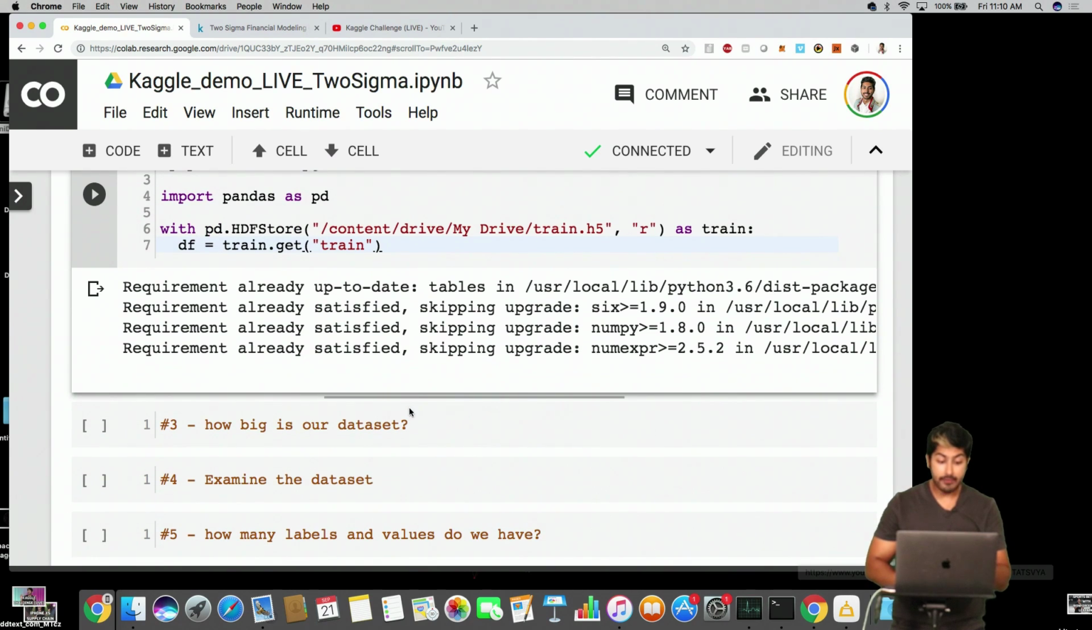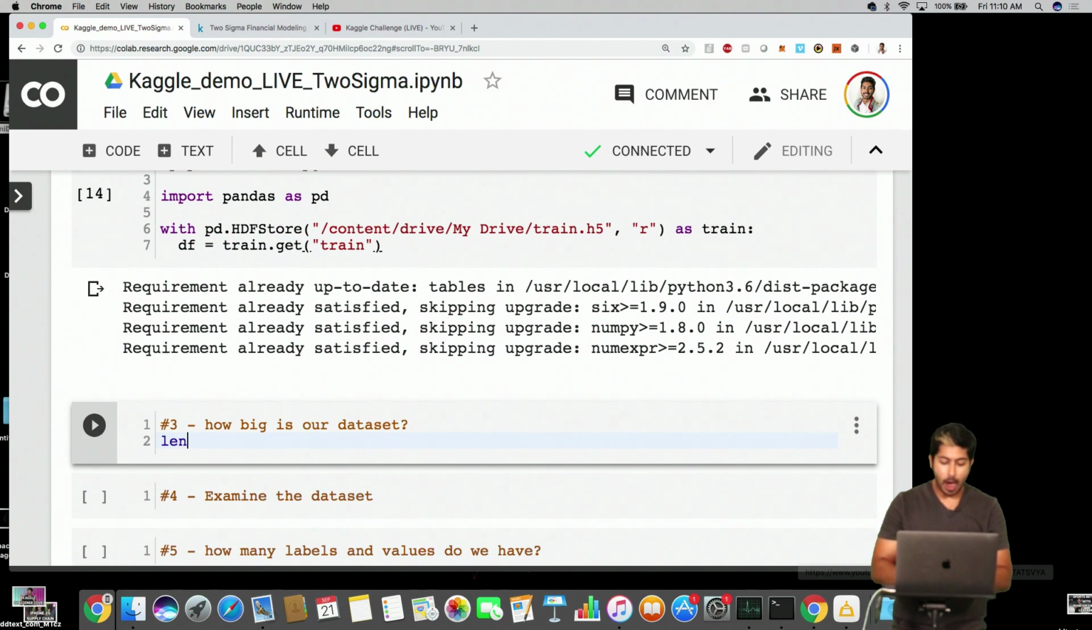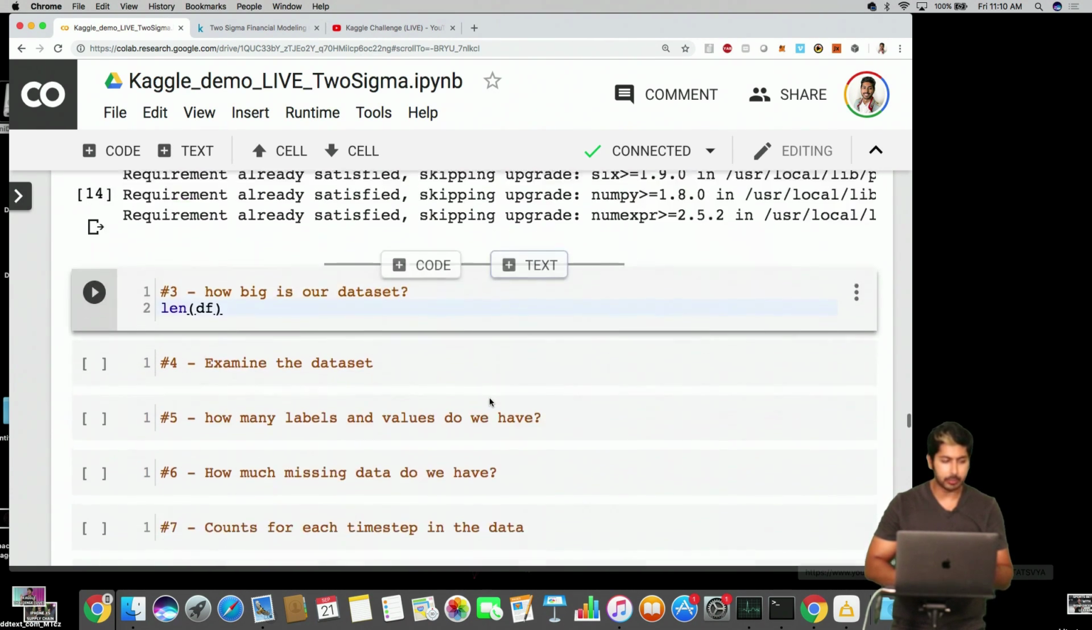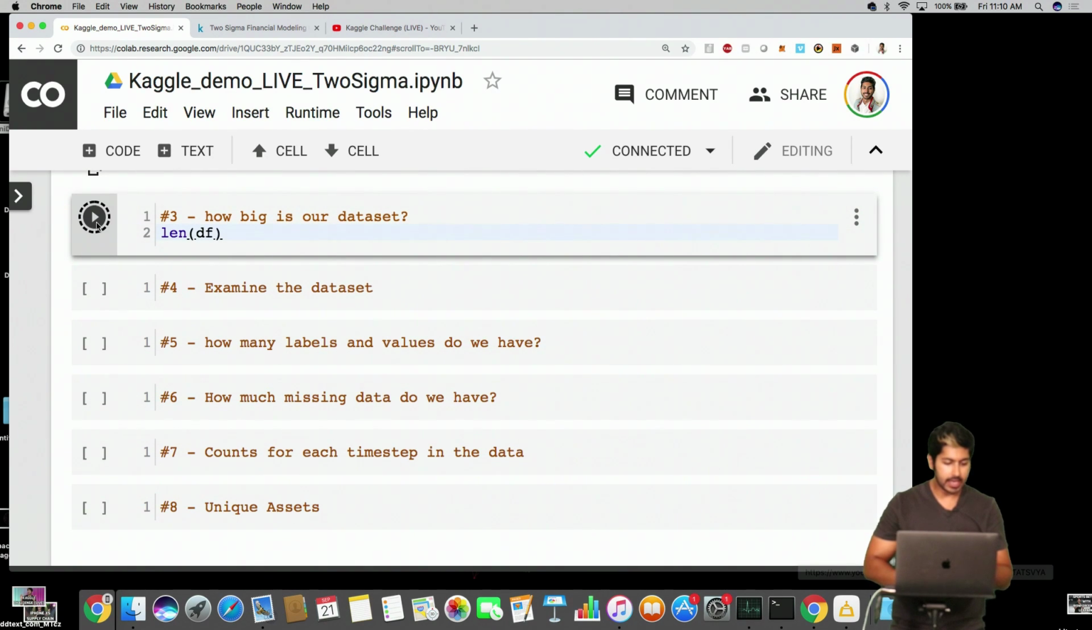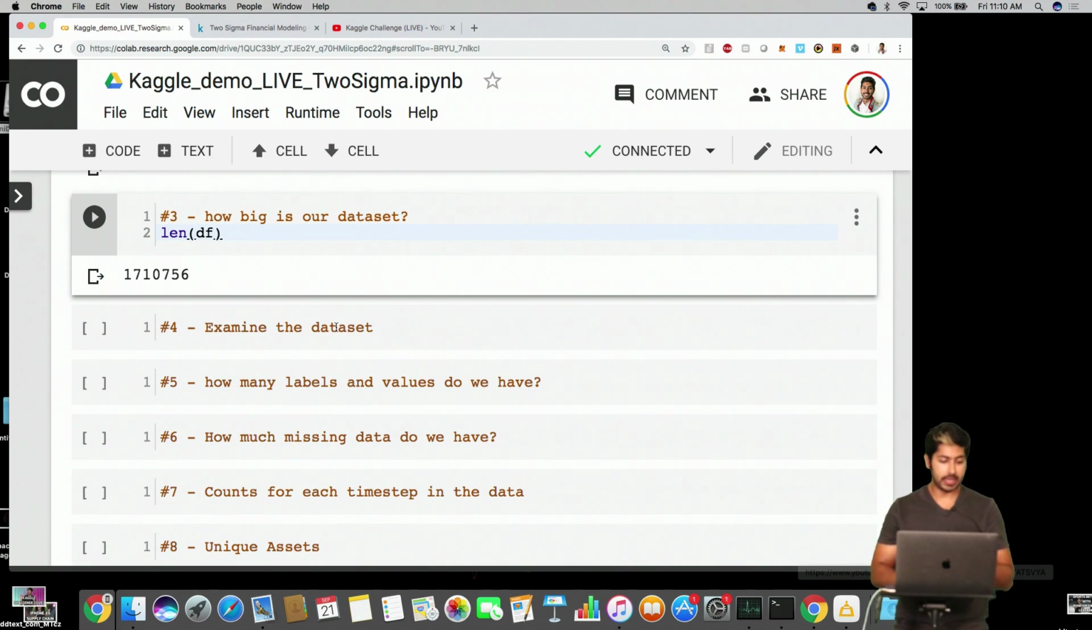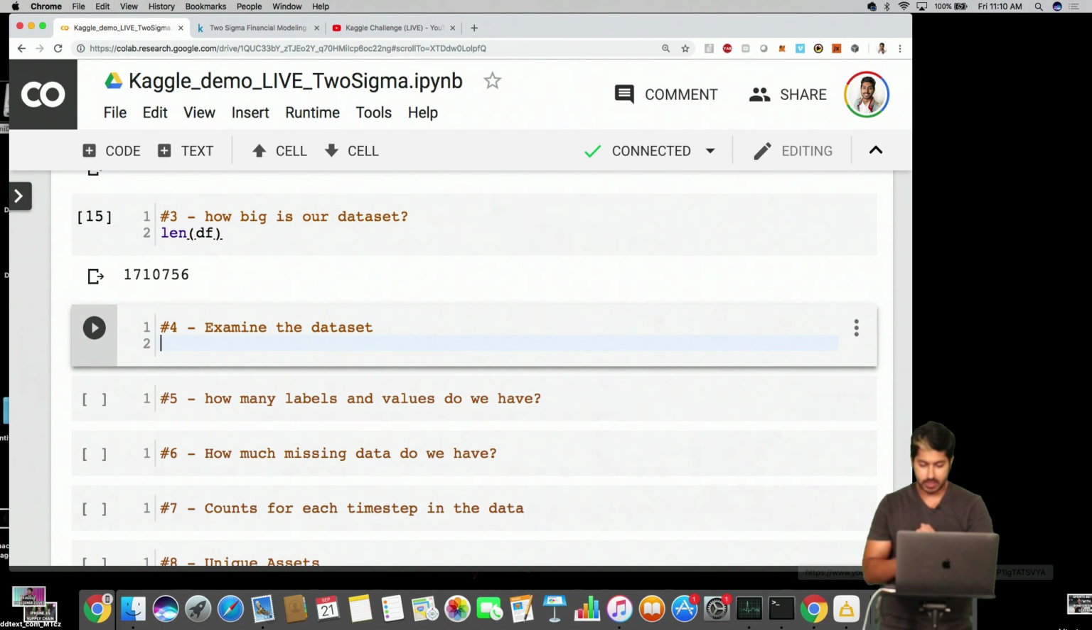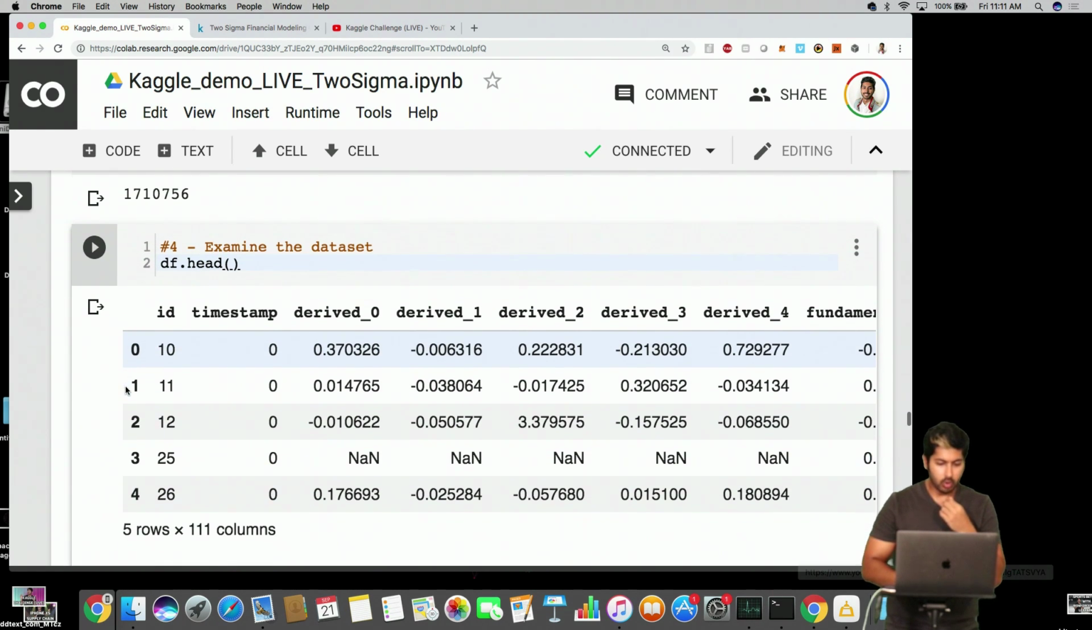good. So now we have it as a data frame, and now we can see how big our data set is. How big is this thing? We got to check it out. This thing is massive. It is over 1.7 million data points, which is big. So let's examine this data set, just to see the head, just the first few variables. Okay, so here's our data set.